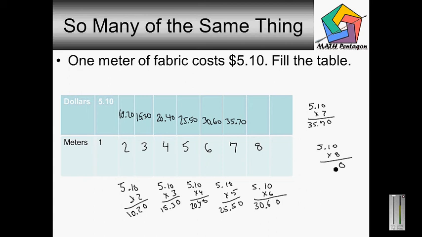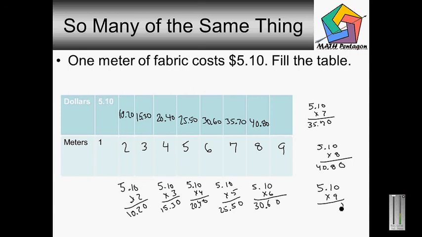So 0 times 8 is 0, 8 times 1 is 8, and 5 times 8 is 40. So for 8 meters of fabric, it's going to cost us $40.80. And for 9 meters of fabric, what we'll do is $5.10 times 9.